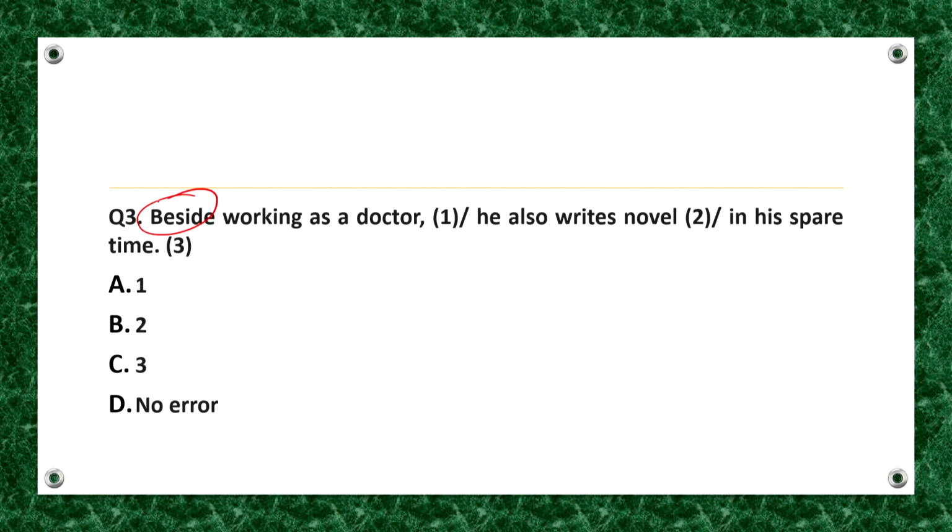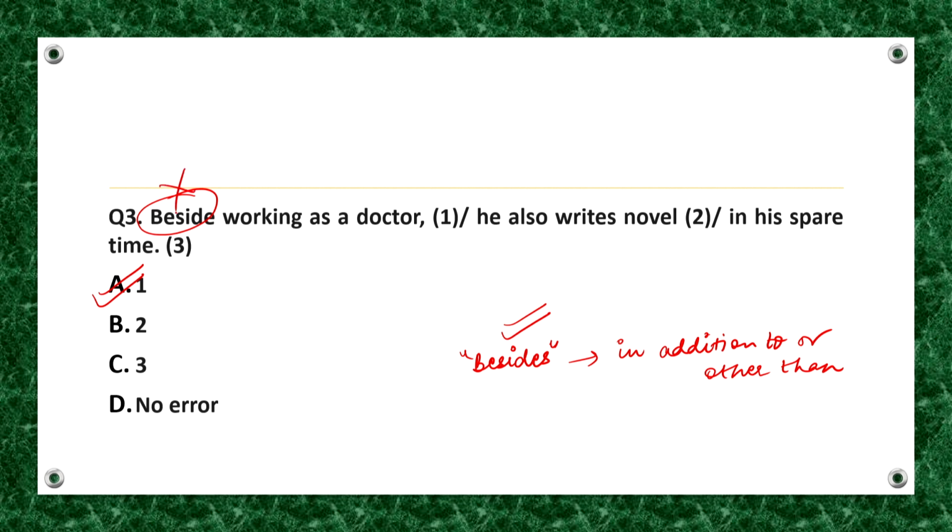Beside means at or by the side of, whereas besides means in addition to or other than. So, from the sentence, it is clear that besides will be the appropriate preposition over here. Hence, the correct answer is option A. We will replace beside with besides. So, the correct sentence should be, besides working as a doctor, he also writes novel in his spare time.